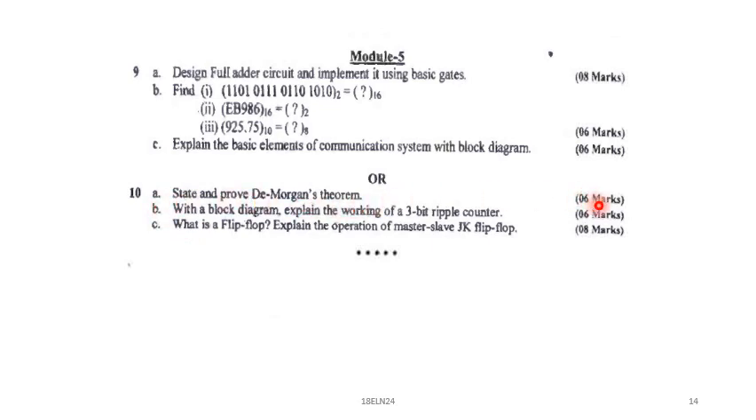It is asked for 6 marks. 10B, with the block diagram, explain the working of a 3-bit ripple counter. So the counter question, 3-bit ripple counter, is asked for 6 marks. And the last one is, what is a flip-flop? Explain the operation of a master-slave JK flip-flop. So both the questions are related to sequential circuits here. One is the 3-bit ripple counter, and the last one is the operation of a master-slave flip-flop circuit.